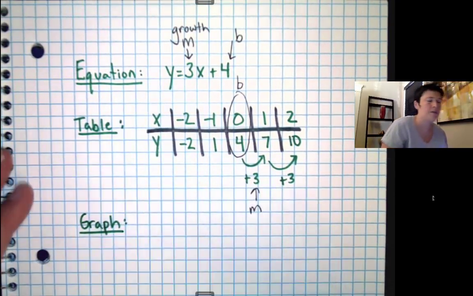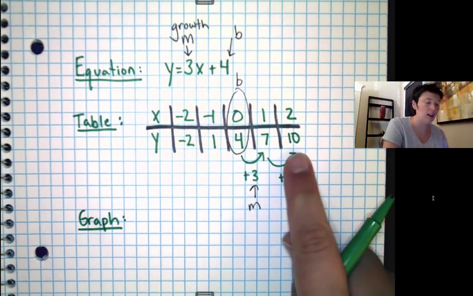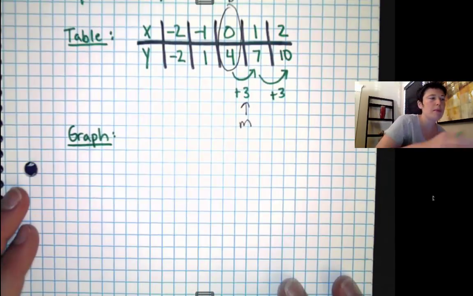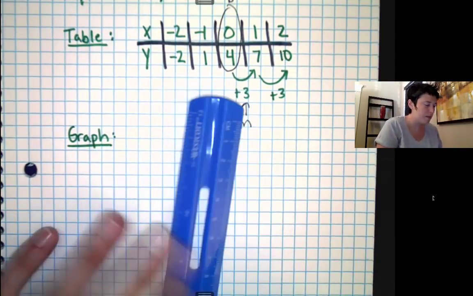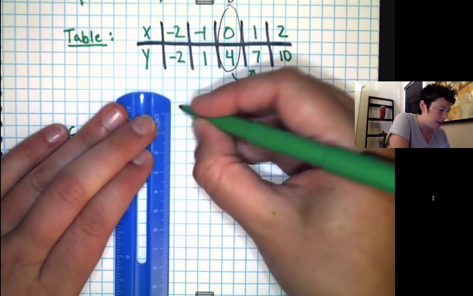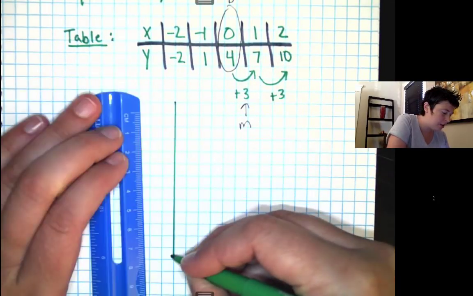Now before I set up my graph, I'm going to take a close look at my numbers. I notice they have to get all the way up to 10, so I know I'm going to need a little bit of space. So I'm going to grab my ruler here. And my plan is to set up kind of a long y-axis so I can reach 10. So I'll draw a nice long y-axis.